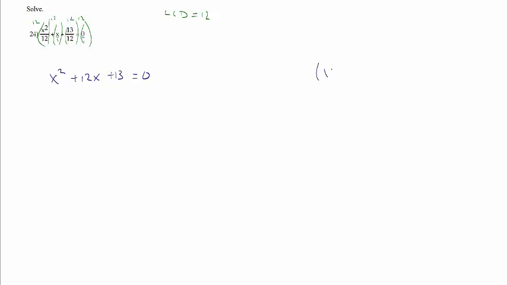So when I try to factor this, I've got x and x. The only options for 13 will be 1 and 13. And in order to get a 12 out of that, if I had a plus 13 and a minus 1, that would work. But then if I FOIL it, that is a negative 13, and I have a positive 13. So factoring's not going to work. I need to use the quadratic formula.